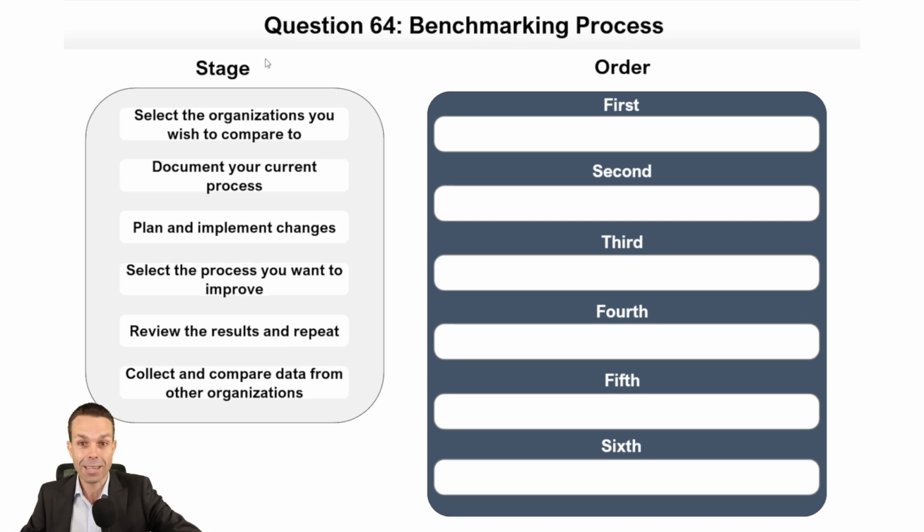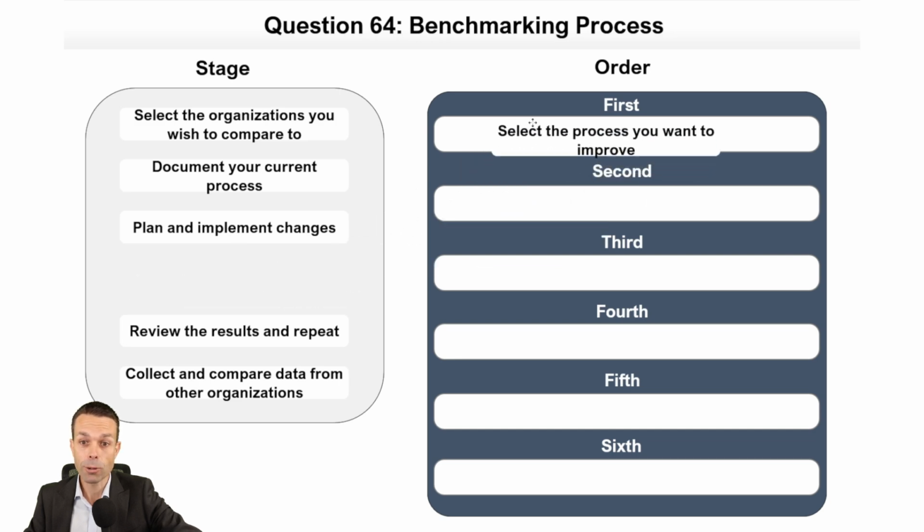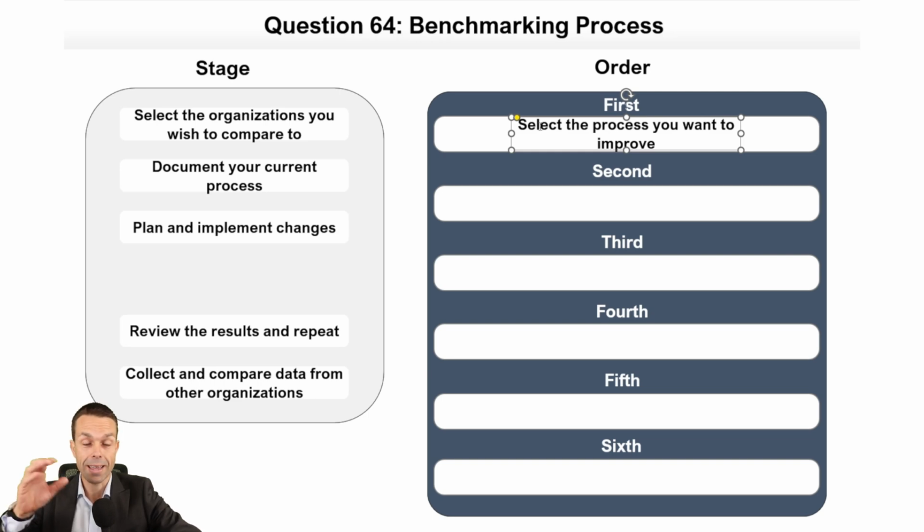All right, the benchmarking process. Oh, now how good is this? And also, when do we use benchmarking? Well, what do we do first? We want to find the process that we want to improve. Select the process. Here we go. So that one's good. And why do we do benchmarking? We use this to find opportunities to improve. We benchmark our process against another team or organization's process to find ways that we might improve.